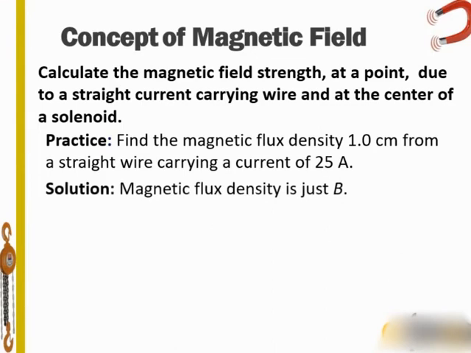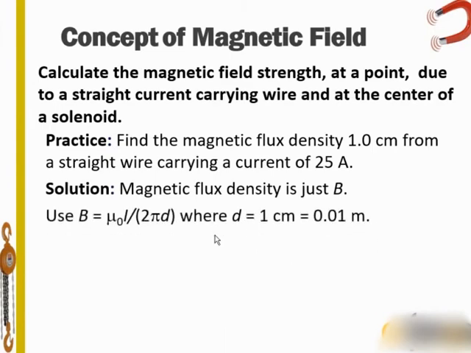So, magnetic flux density is just B. And so we can use the expression that we've just looked at where the magnetic flux density is equal to mu times the current divided by 2 pi d. Now we know that d is the distance of the point where we want to measure the magnetic flux density. Now the thing is, we need to convert that into meters because we're given d in centimeters. It's 1.0 centimeters. Convert that to meters, so we have 0.01 meters.